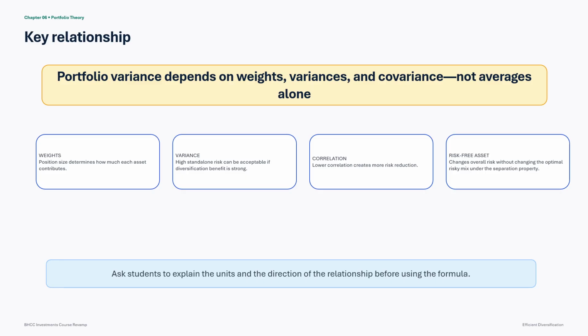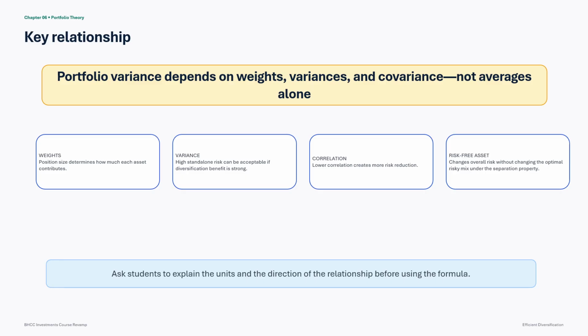For a 2-asset portfolio, expected return is straightforward. Multiply each asset's expected return by its portfolio weight and add the results. Risk is different. The variance includes the first weight squared times the first variance plus the second weight squared times the second variance plus 2 times both weights times the covariance between the assets. That covariance term is the diversification engine.